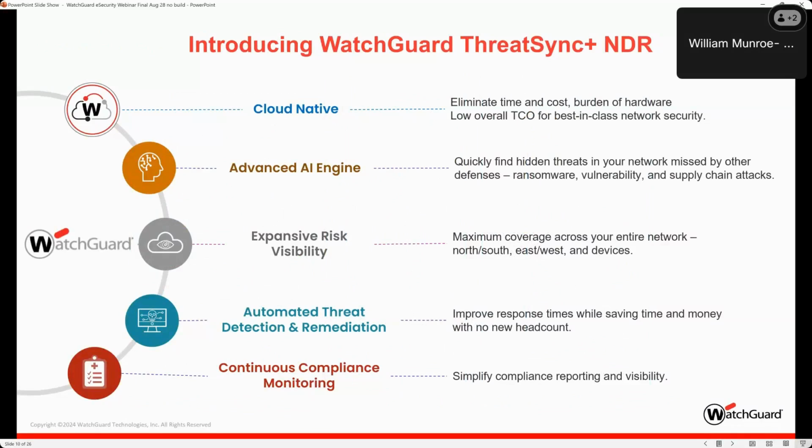This includes a very advanced AI engine, and I'm going to dig into that in some detail in its own slide. And it looks across your entire network. Think of it as being able to look at all your firewall and router traffic in a single pane of glass. For the network, it becomes a unified risk visibility and threat visibility tool. And then it includes the ability to automate and remediate these attacks.